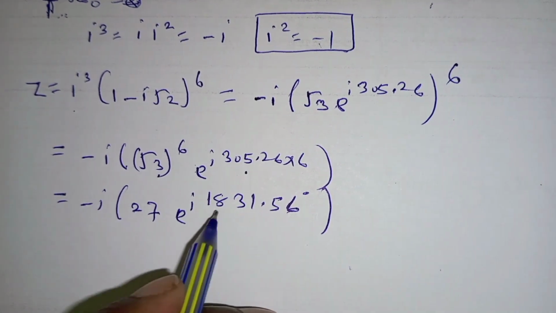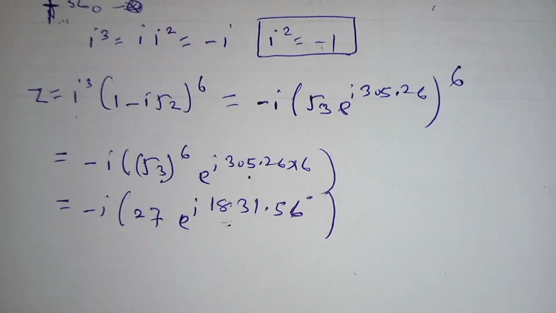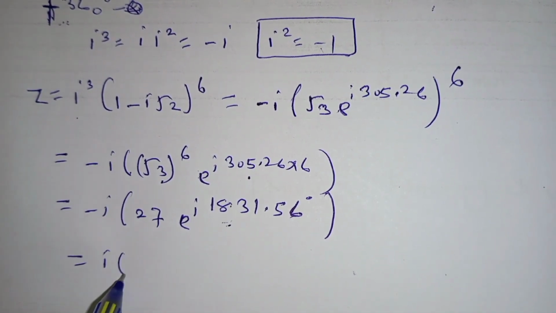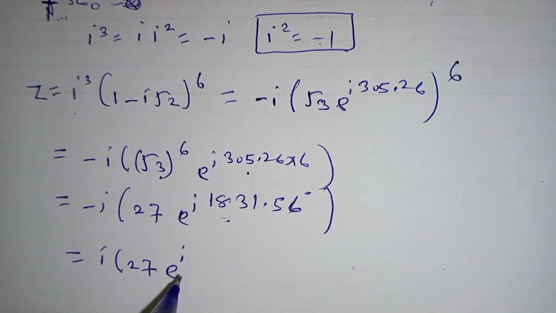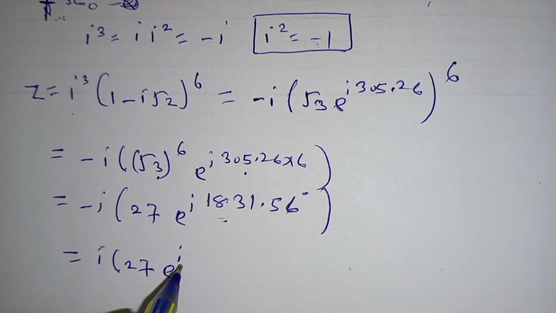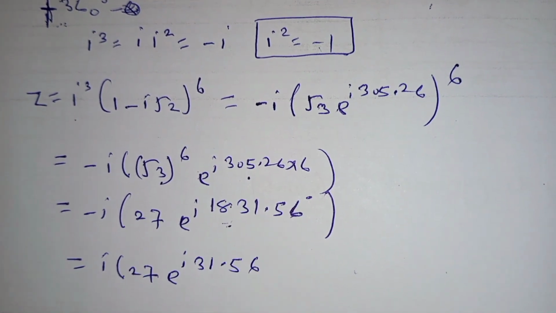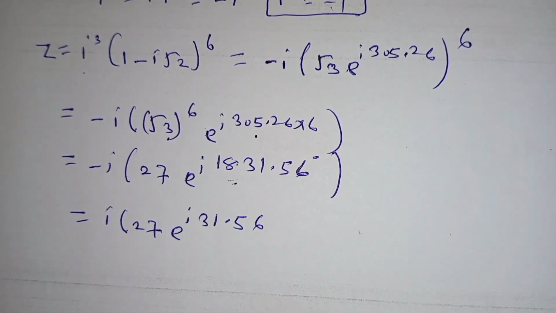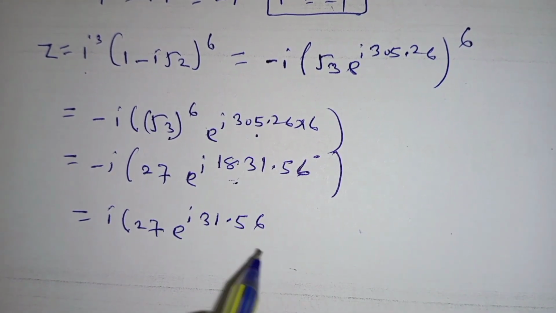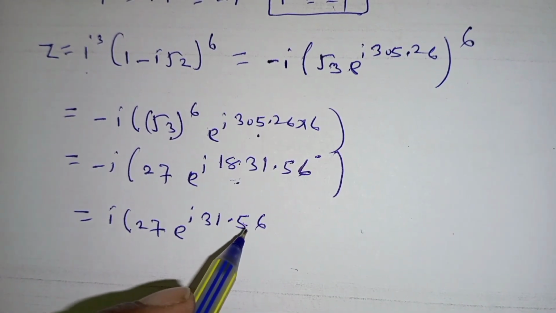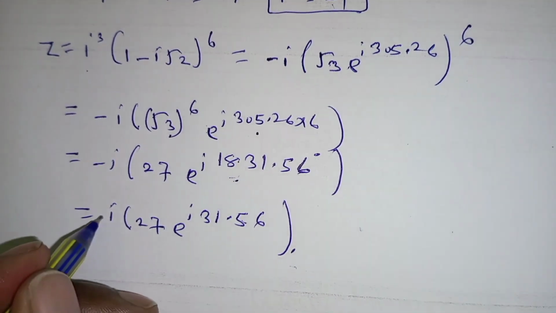Now, this one, if you divide by 360, you will realize that there are 5 cycles in this. So it can reduce to negative i into bracket 27 e to the power i 1.56 degrees. Then from here, you close the bracket.